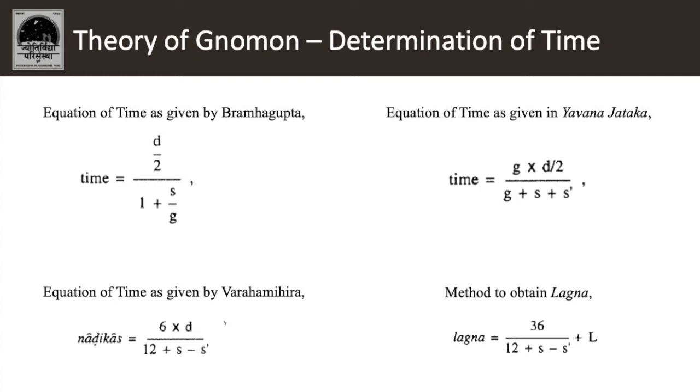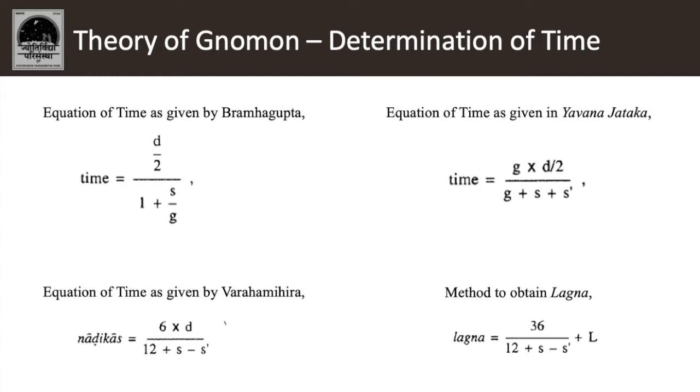Then we have the third thing, the equation of time as given by Varahamihira, and he introduces a concept called Nadika. Nadikas are a unit of time which defines 24 minutes. It is also called Ghatika sometimes. So we have Nadika, which is 24 minutes, and you have the formula for that. In that formula, he is considering zodiacal signs as well. When the sun is moving along the ecliptic, the zodiacal signs are also moving because the earth is rotating from west to east. So we see everything rising from the east and setting in the west. This formula also gives you how many rashis have elapsed since daytime. This is a really good formula, and on the right hand side you have the method to obtain lagna.